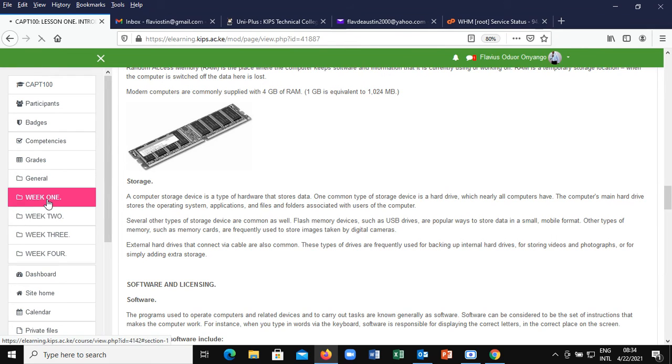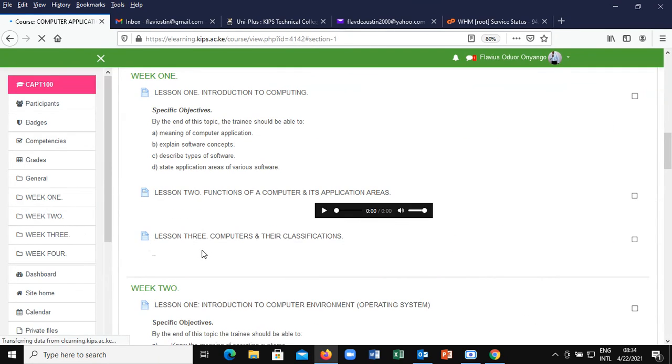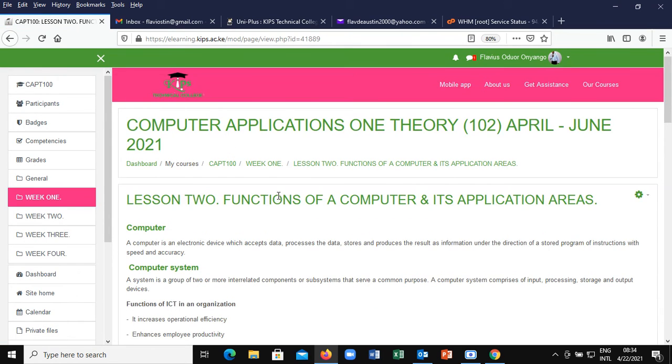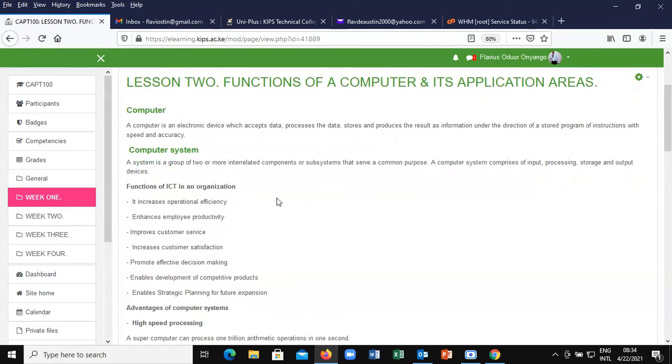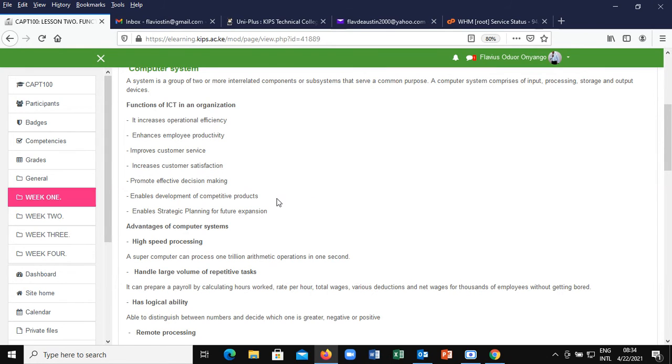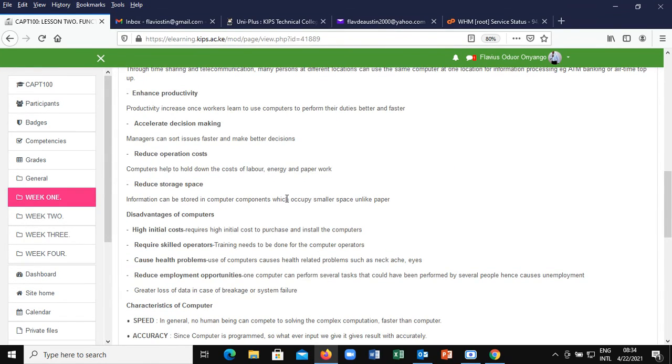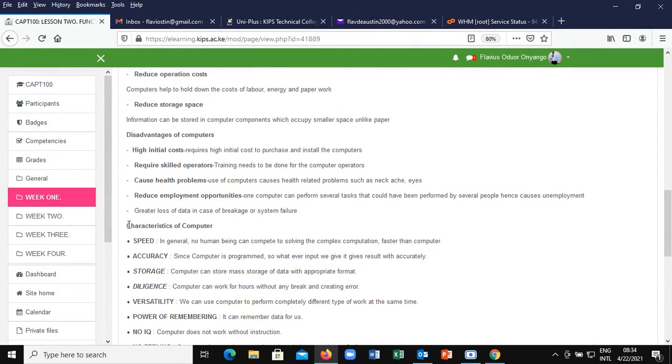If we go back to week one, we're able to see on lesson 2 some of the functions of the computer and its application areas. If I click on that, I should be able to see some of the functions of ICT within an organization and what it does, the advantages of the computer, and even the disadvantages. They are all here with us. I want you to read through and understand that you also have what we call the characteristics of the computer.